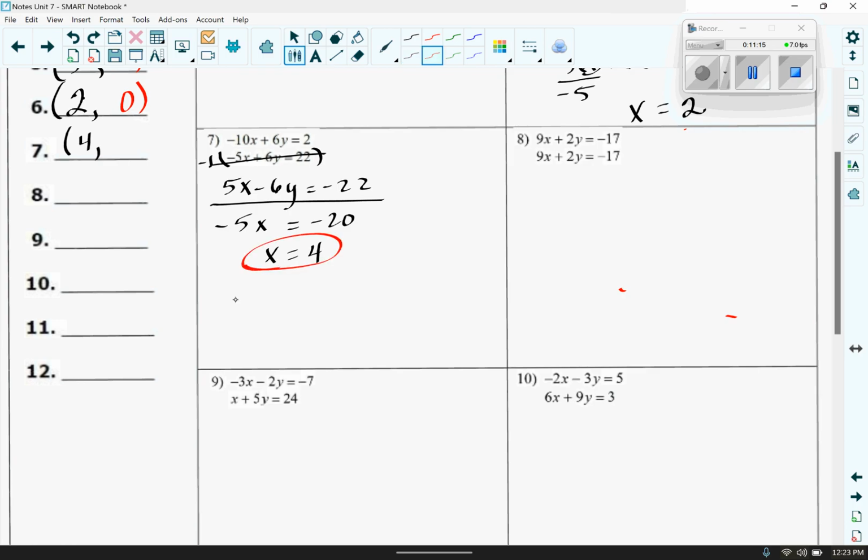Plug that in, and I'm going to say negative 10 times 4 plus 6y equals 2. That's negative 40 plus 6y equals 2. Add 40 to both sides. Now I get that 42 over there. So 6y equals 42. Divide by 6 on both sides. Y is equal to 7.